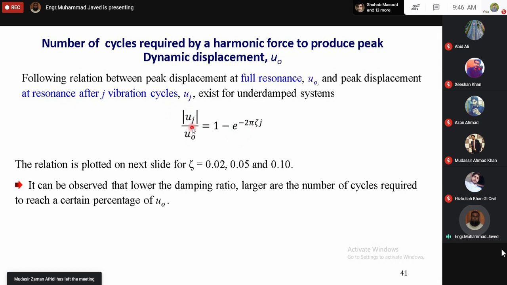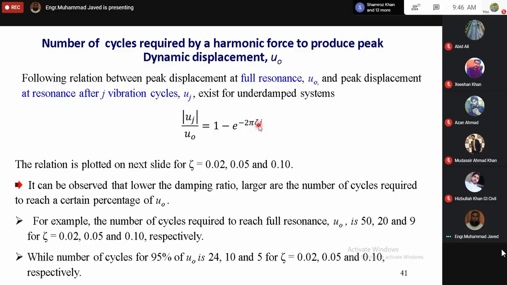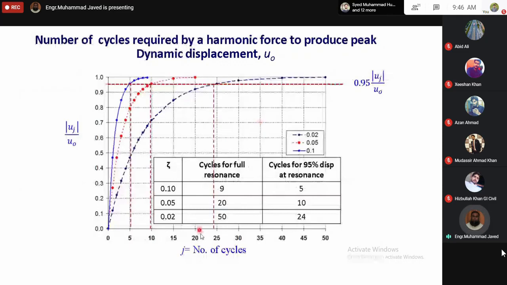This equation is plotted for different values of damping ratio on the next slide. The equation is plotted for 0.02 damping ratio, this dark blue. The red one is for 0.05 or 5% damping ratio, and this blue solid line is for damping ratio of 0.1.